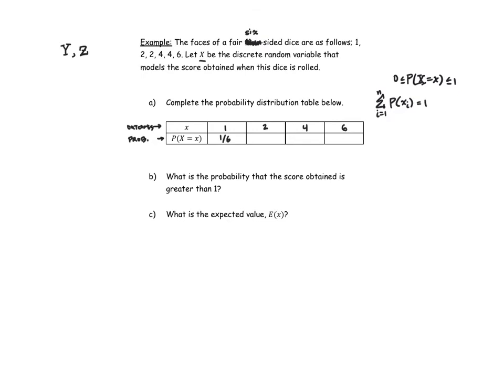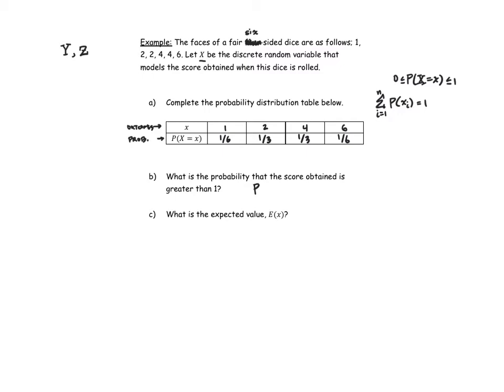Probability that we could roll a 2 is 2/6. I'll write that as 1/3. Rolling a 4, again 2/6, and rolling a 6 would be 1/6. Now, if I added each of those up, we would end up getting a sum of 1, which is exactly what we want. What is the probability in part B that the score obtained is greater than 1?